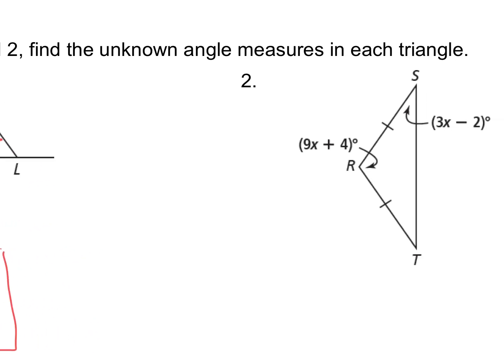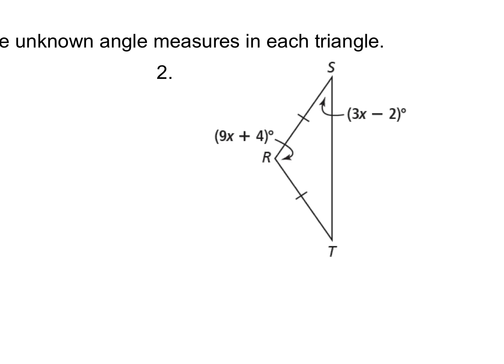All right, moving on to number 2. What we notice about number 2 is we have two congruent sides, so this is an isosceles triangle. We need to find our unknown angle measures. When you have an isosceles triangle, let's just remember that that's two congruent sides, and the bonus of that is you get two congruent angles. Again, where the two congruent sides meet here at angle R, that is not one of the congruent angles. The other angles, this angle here at S and this angle here at T, those are our congruent angles.